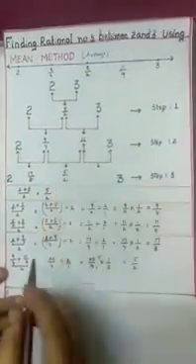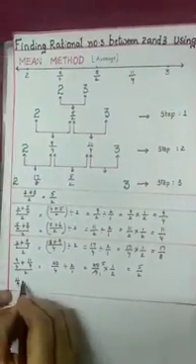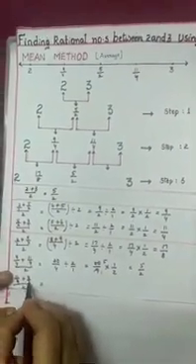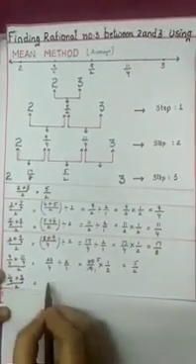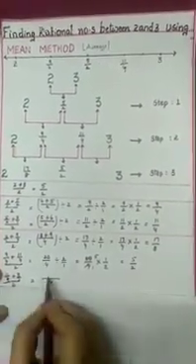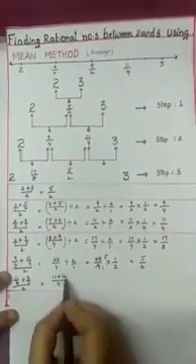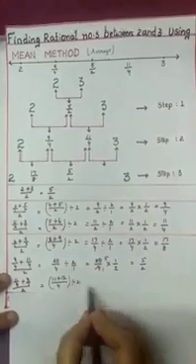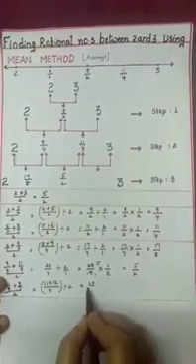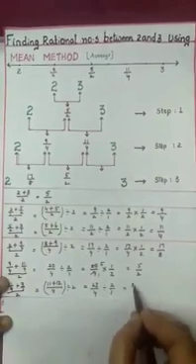Next we find the mean of 11 by 4 and 3. So add 11 by 4 and 3 and divide by 2. 3 means it is 3 by 1. Now the LCM of 4 and 1 is 4. 4 times 1 is 4, 1 11s are 11, 1 times 4 is 4, so 4 3s are 12. Divided by 2. Now 11 plus 12 is 23 by 4 divided by 2 by 1. Now 23 by 4.